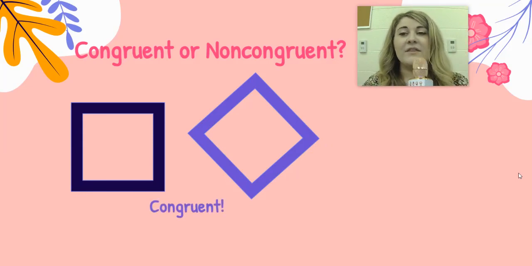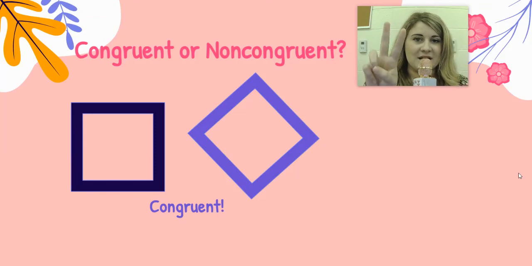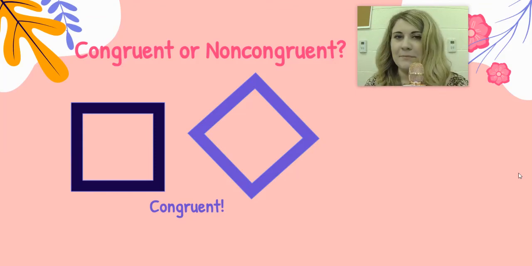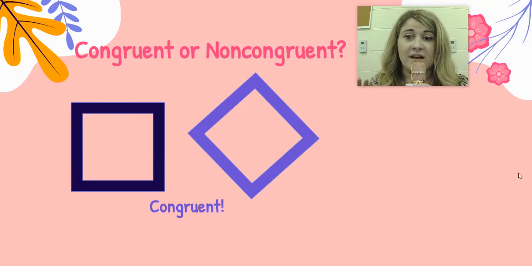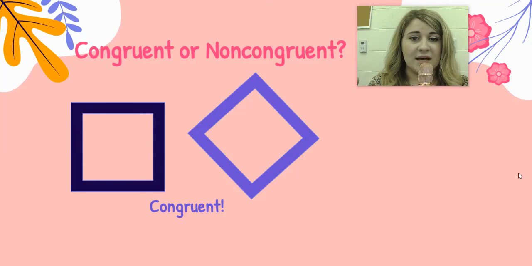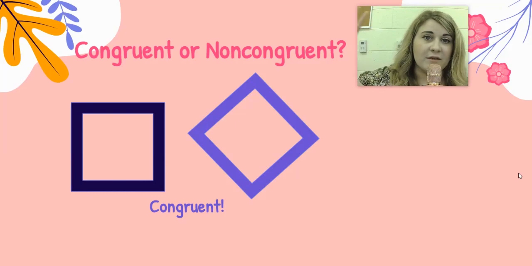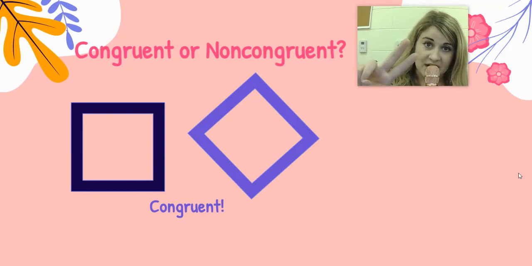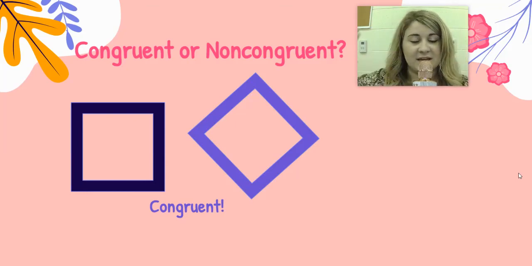So the difference between congruent and non-congruent. Congruent is the same size, same shape. Non-congruent, not the same size or not the same shape. Color doesn't matter. Also, the location or the position of the shape does not matter. You can turn them around as long as it's the same shape, they are congruent. And as long as they are the same size, they are congruent. You have to have both things to make them congruent. Same size and same shape.